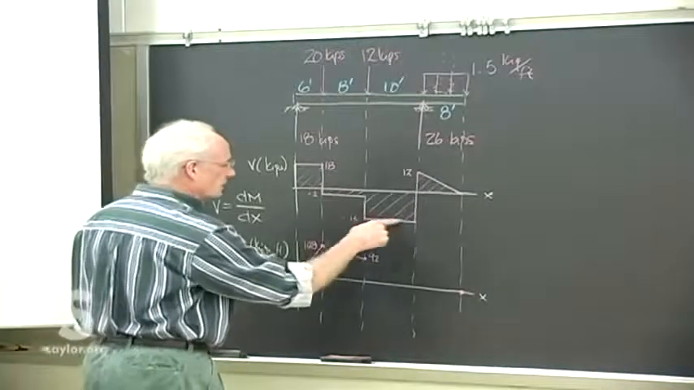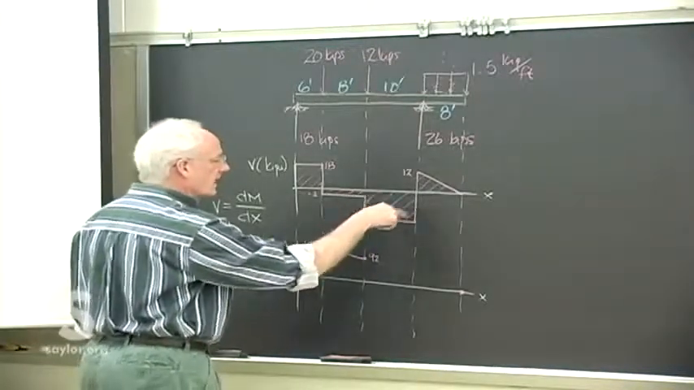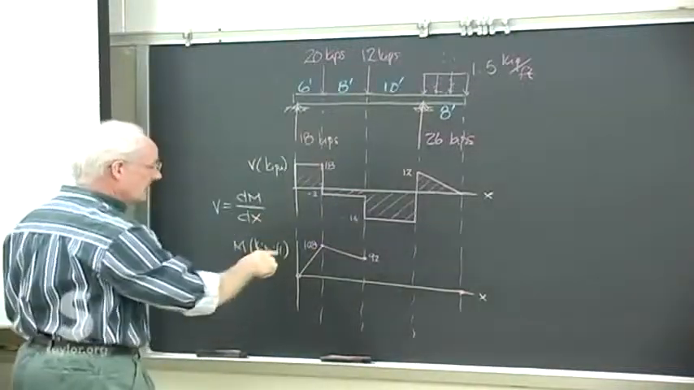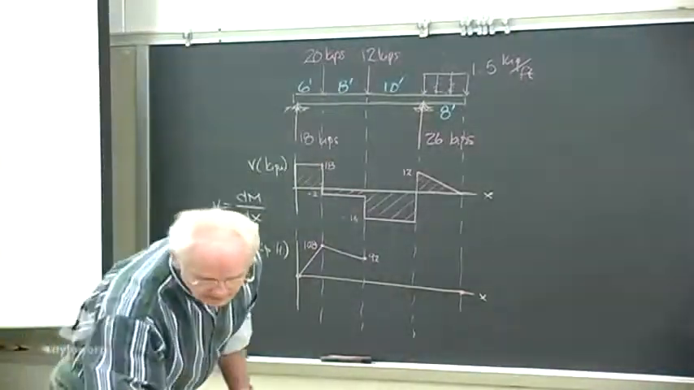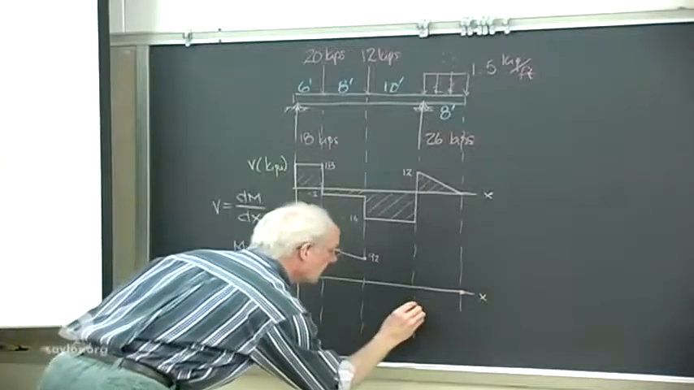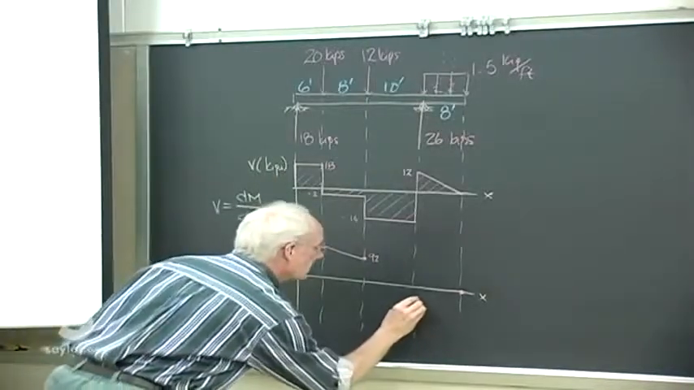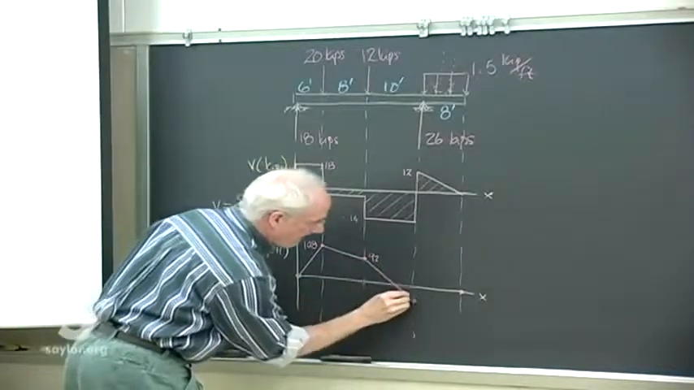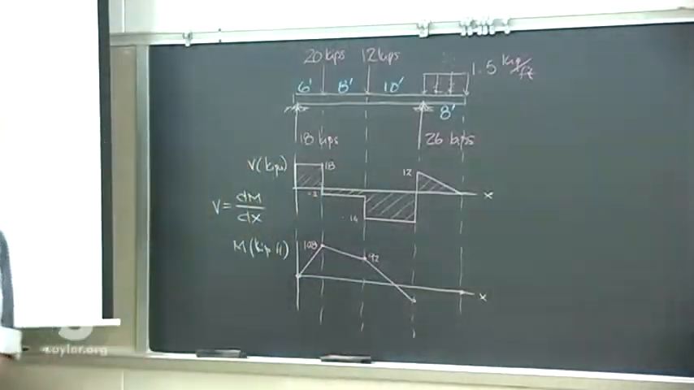Then we have a -14 slope. We know that area is -14 times 10 is 140. Takes us down to a -48. So that would be right about here, give or take a little bit. Again, connect it with a straight line.